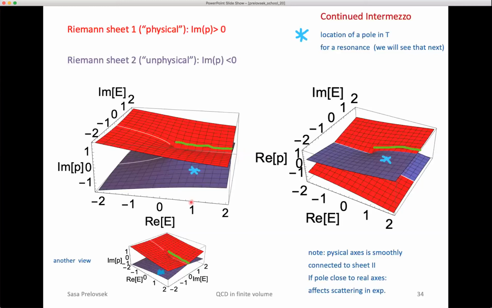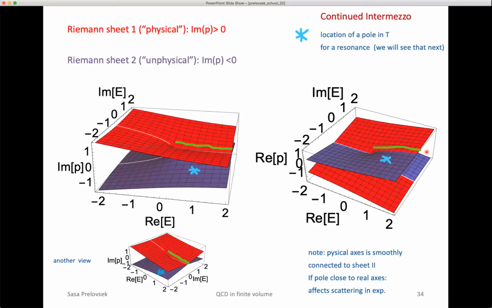You see that it is smoothly connected to the physical axis. From here, where the pole is, you have a smooth connection up here. And also here, it's a smooth connection. This Riemann sheet 2 is smoothly connected to whatever experiment explores on the physical axis here on the green line.